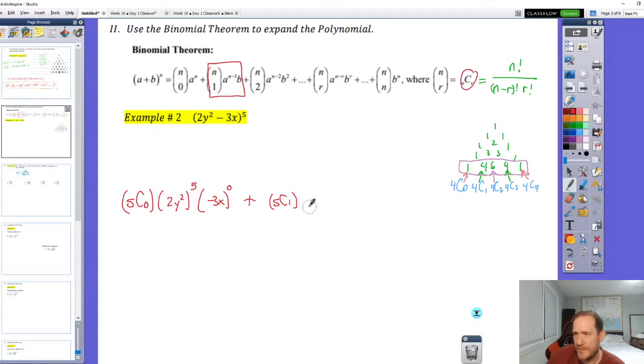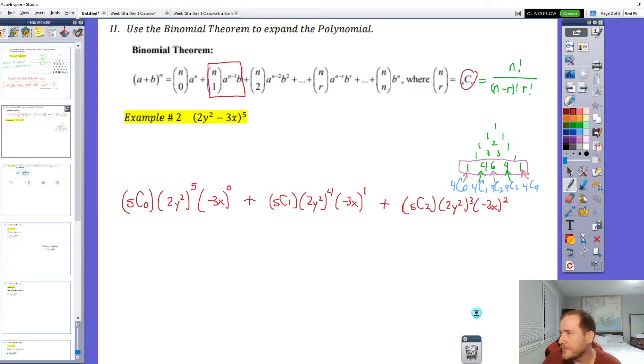Now I'll add to that 5 choose 1. The r value goes up by 1. 2y squared. The power on that term goes down by 1. And then the negative 3x. And the power on that goes up by 1. And then you just keep going like that until the 4 goes all the way down to 0, and the 1 comes all the way up to 5. So the next term would be 5 choose 2. And 2y squared to the third power, and negative 3x squared. And then I've got, what, 3 more terms. So the next one is going to be 5 choose, we were on 2, so that's going to come up to 3.